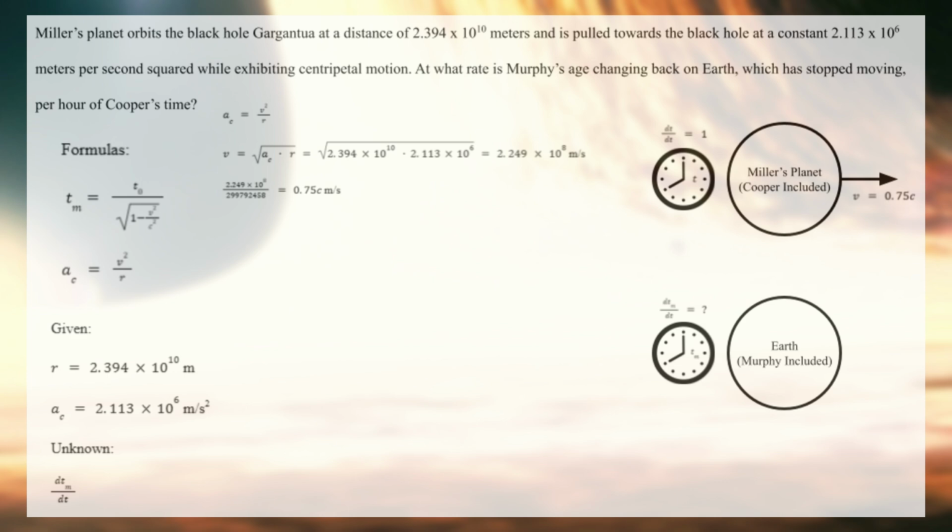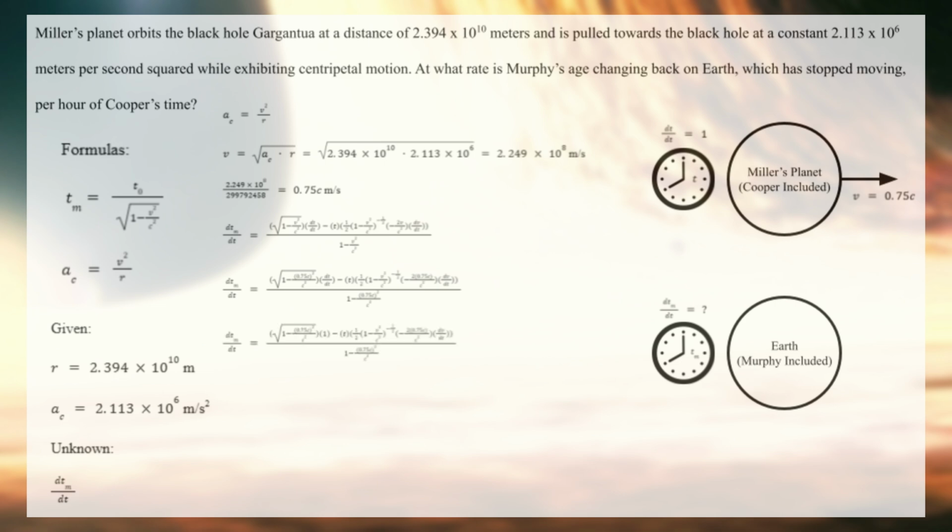Now we must take the derivative of the time dilation equation. We can use the quotient rule for this, making sure that we chain the inside of the square root in the denominator when we take its derivative. Then we must solve for the change in Murphy's time over the change in Cooper's time. We can plug in our known value for velocity. In addition, we know that this dt over dt must equal 1. Also, this entire subtracted right side of the equation can be reduced to 0, because we know that the velocity of the planet is constant.